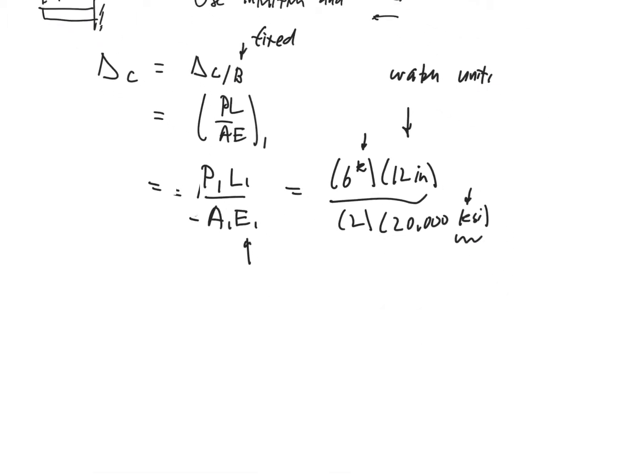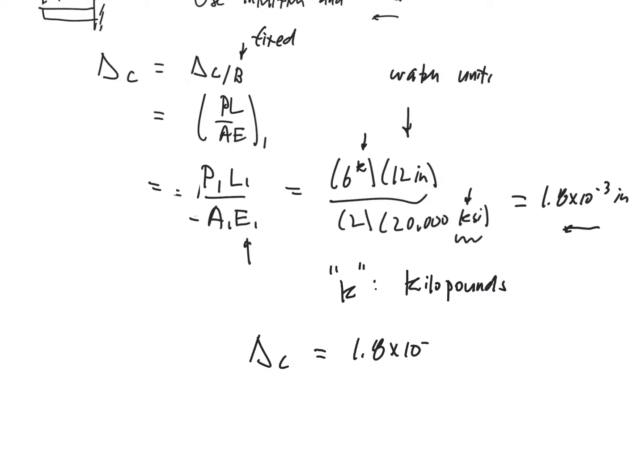By the way, remember that K, when we write it like that, is kind of a combination. It means kilo pounds. It's an ad hoc designation. It means 1,000 pounds. So we crank it on through, and it's 1.8 times 10 to the -3 inches. And again, the bar is compressing, so C is going to be moving to the left. So let's rewrite that up for whoever has asked us to solve this problem. Delta C is equal to 1.8 times 10 to the -3 inches moving to the left.